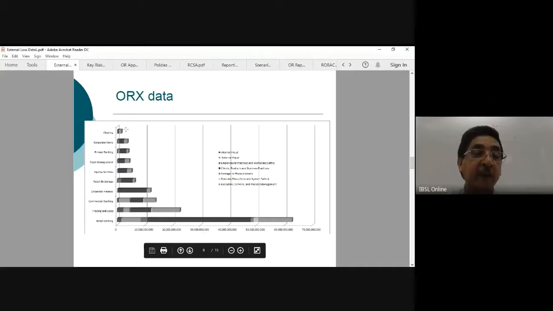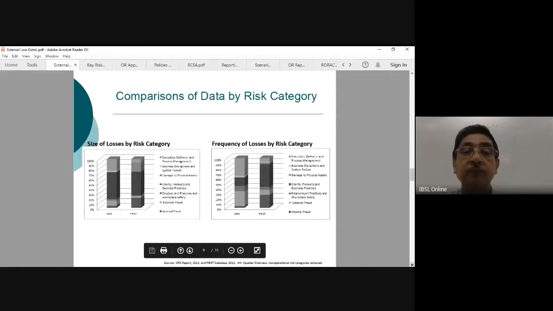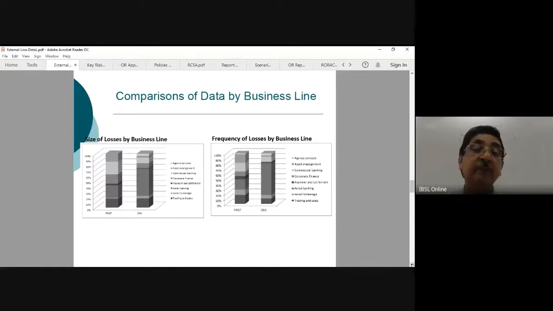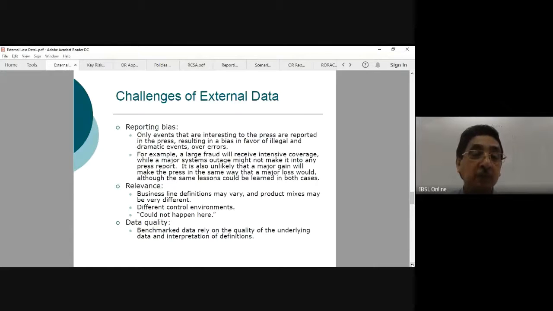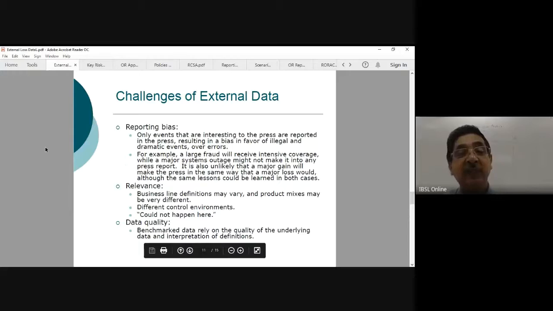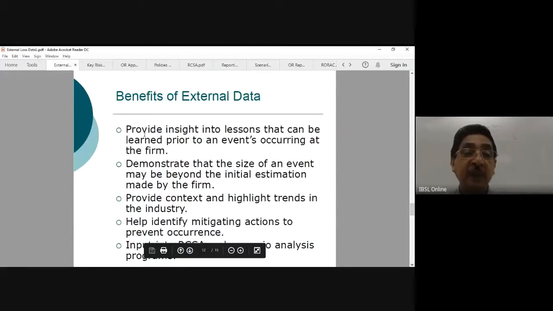And there's another graph given on that. These are the different comparisons coming out from that database. These are the issues of external data. As I told you, the reporting bias would be there. We don't know the relevance and the data quality also. These are the issues of external operational risk databases. These are the benefits.